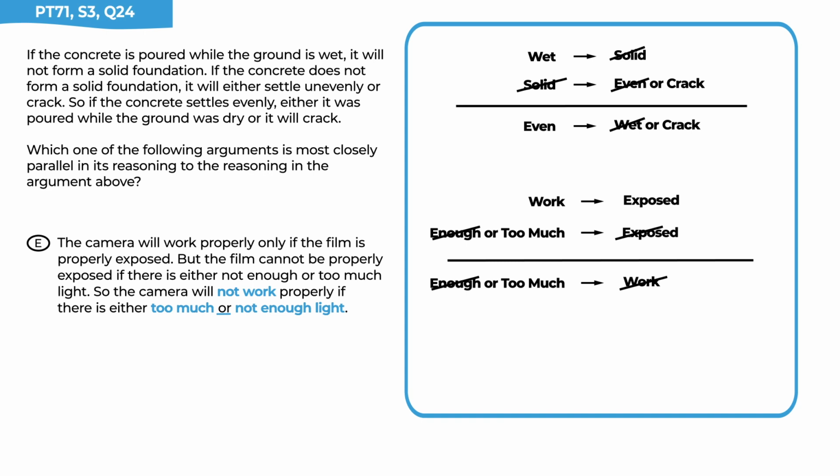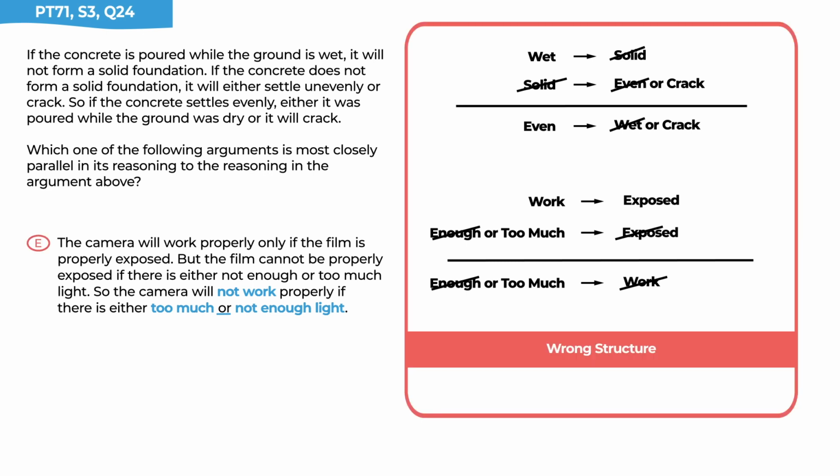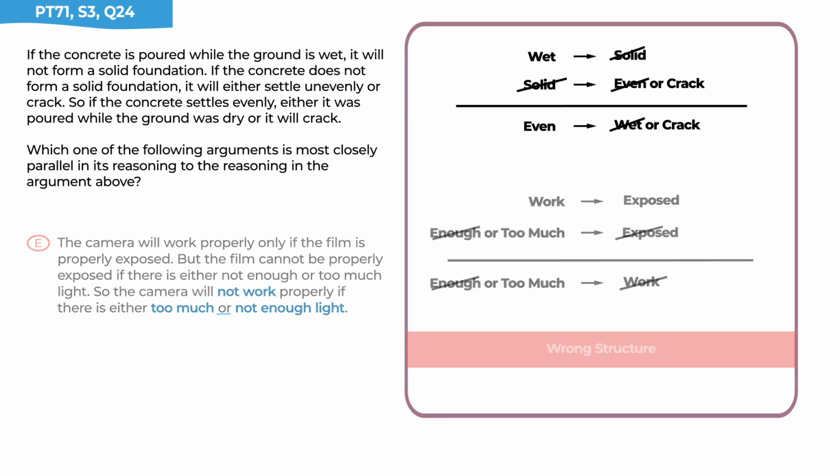If we look at the second conditional, it says if there's not enough or there's too much, then it won't be exposed properly. And the contrapositive of the first rule is saying if it's not exposed properly, then it won't work. So we could chain those two conditional premises together to derive what the conclusion is giving us. Once again, valid logic, but not a match to the recipe that we started off with. Back to our correct answer A.